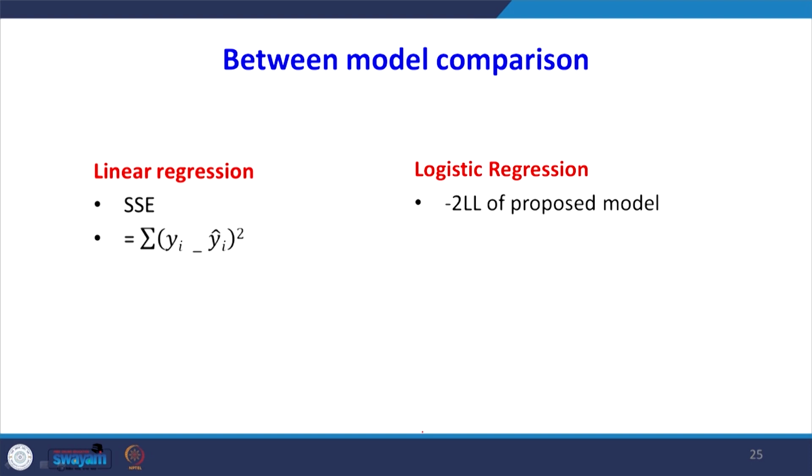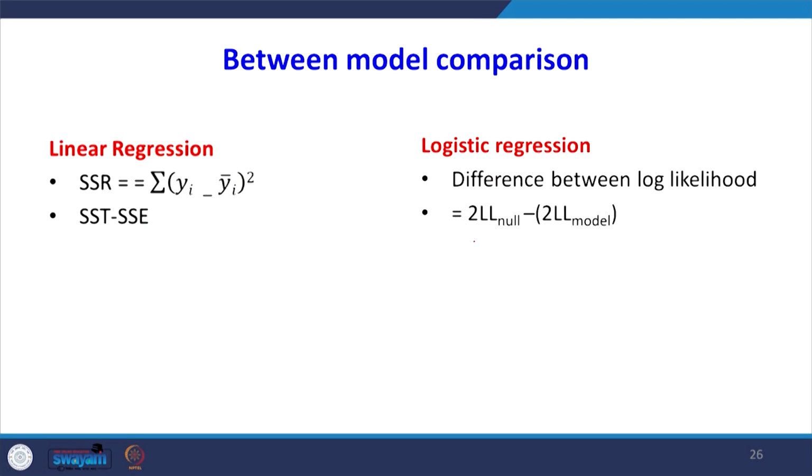Another difference between logistic and linear regression concerns SSE. This I have also explained in my previous slide. In linear regression we say SSE, in logistic regression we say minus 2LL of a proposed model. If it is lesser, then the model is good. In linear regression we say SSR. In logistic regression we say the difference between the log likelihood of the null model and the model after introducing the one independent variable.